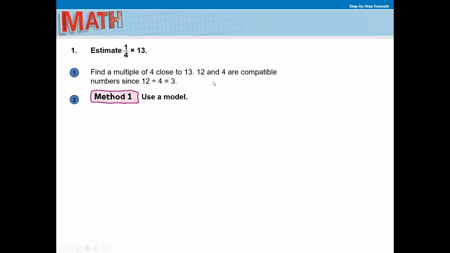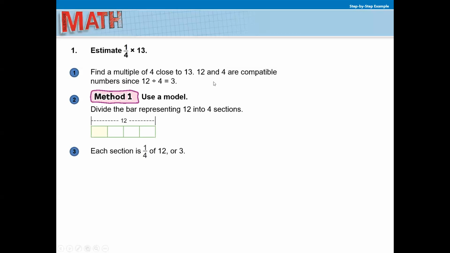Method 1, use a model. Divide the bar representing 12 into 4 sections. Our entire bar represents all 12. It's divided into 4 equal sections. Each section is 1/4 of 12, or 3. Label each section 3.